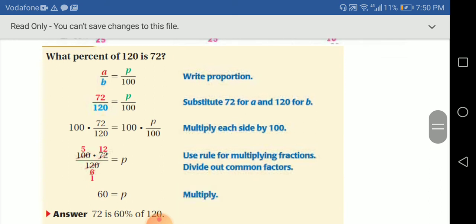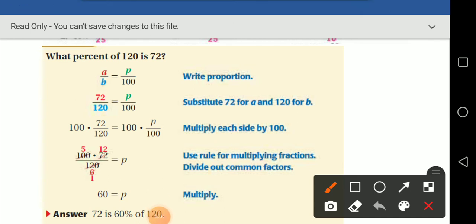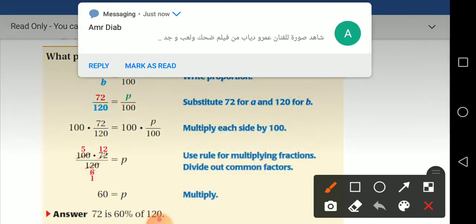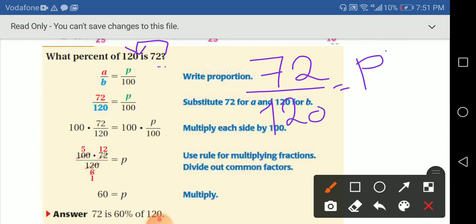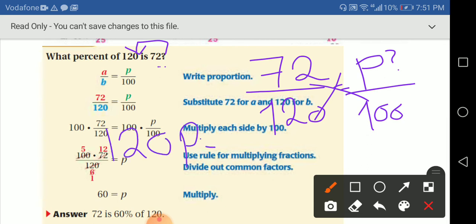What percent of 120 is 72? Okay, listen to me carefully here. What percent of 120 is 72? Okay, so we have here the rule. I have 72 of what? 120. What percent? So I'm asking about the percent over 100%. So I will do what? Cross multiplication.